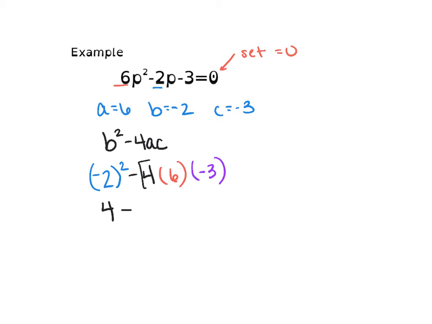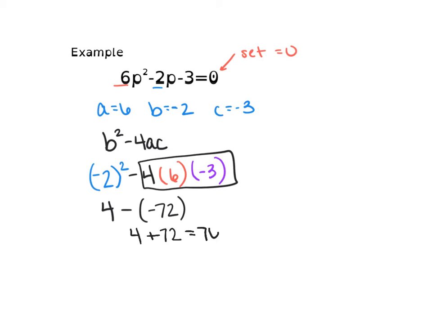Then I'm going to do just this part next: 4 times 6 times negative 3. That's negative 72. But then when I write this, I get minus negative 72. And notice that you have a minus and a minus pushed together. So this is just equal to 4 plus 72. That equals 76. So the discriminant here is just 76.